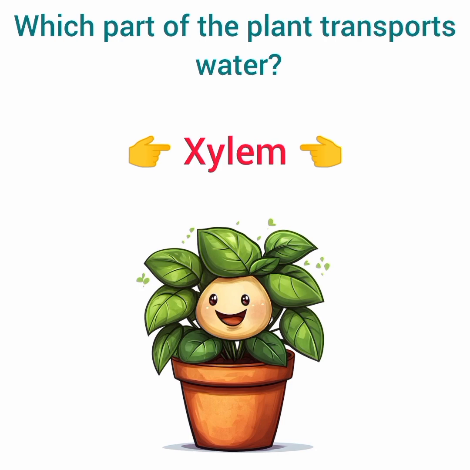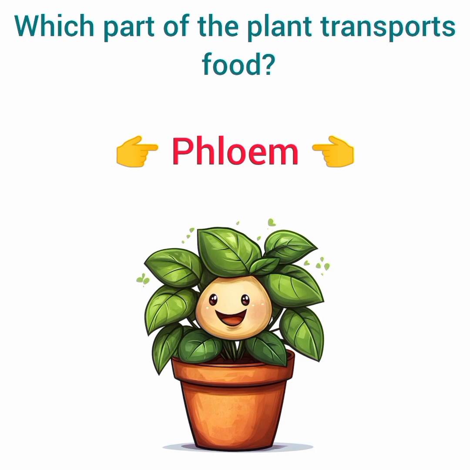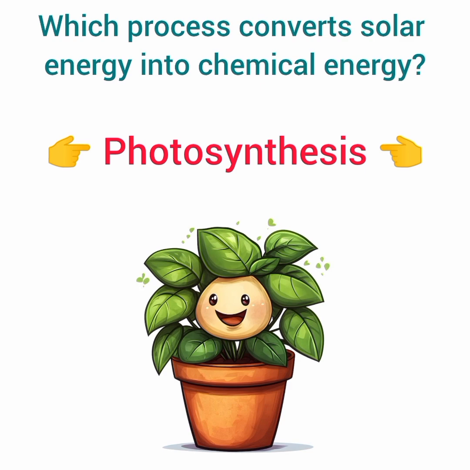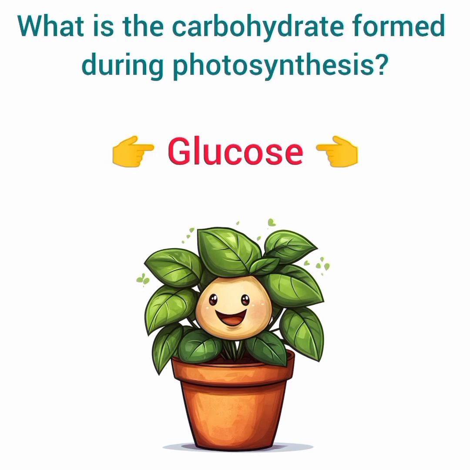Answer. Xylem. Which part of the plant transports food? Answer. Phloem. What type of nutrition do green plants have? Answer. Autotrophic. Which process converts solar energy into chemical energy? Answer. Photosynthesis. What is the carbohydrate formed during photosynthesis?